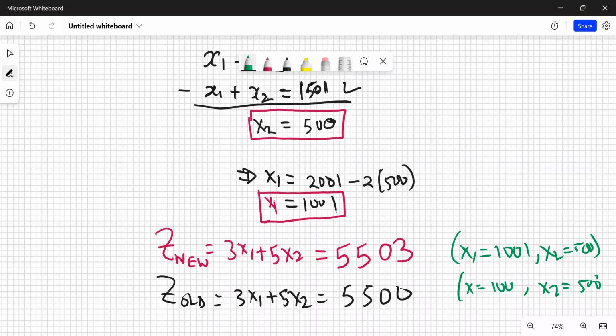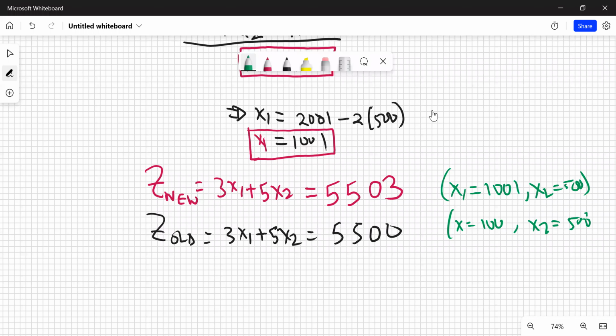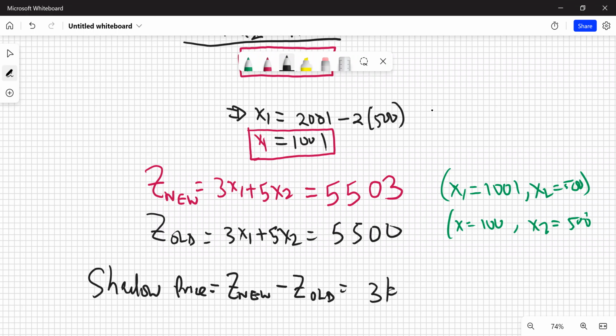Once you do that, you get those two values. So the difference between these two, the shadow price, is Z new minus Z old, which in this case is 3 shillings. That's what we call the shadow price. So that is it about the calculation of shadow prices, the calculation of slacks and surpluses in linear programming. That marks the end of our discussion today on linear programming. Let me know if there are any questions.